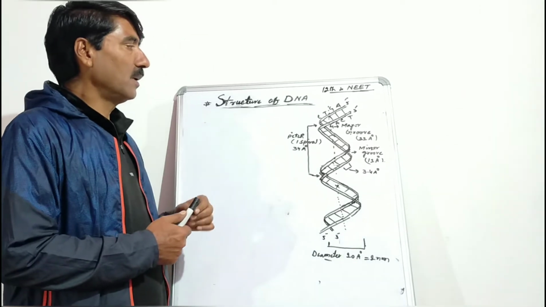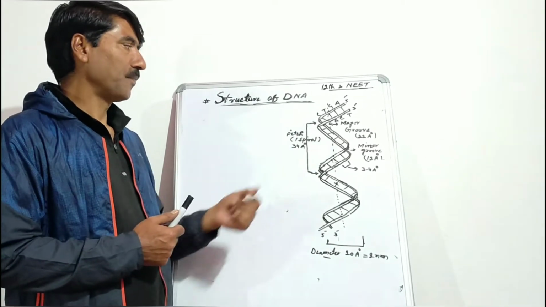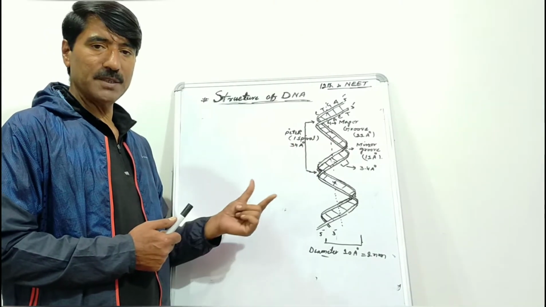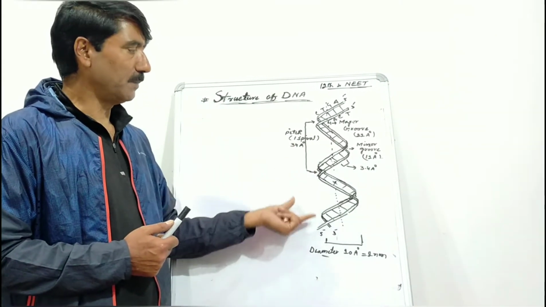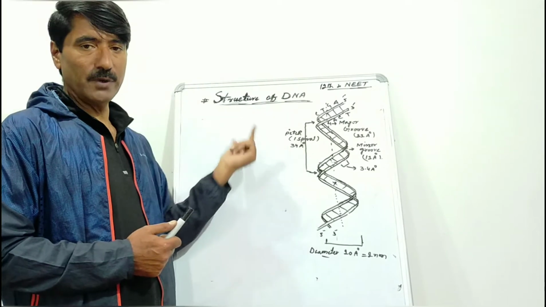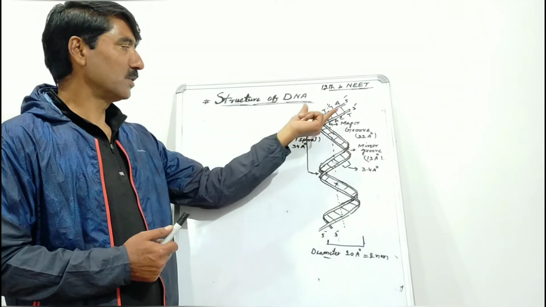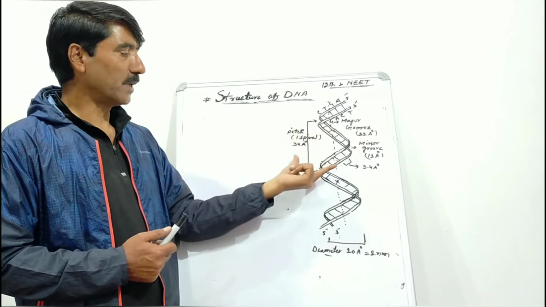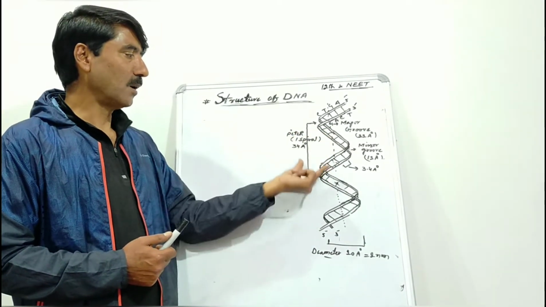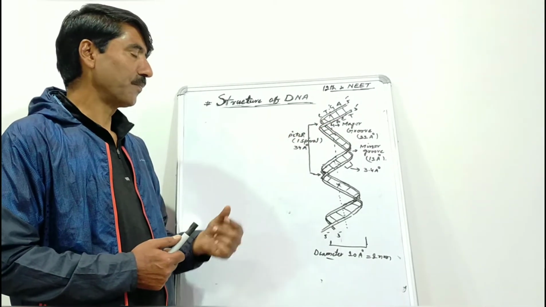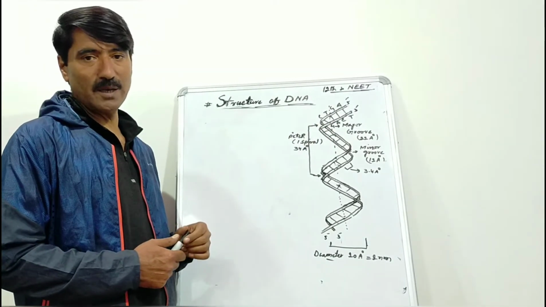And in case of DNA, there are two polynucleotide chains, and the two polynucleotide chains run parallel to each other, but they are opposite in direction, and we have already described it as anti-parallelity. That means two polynucleotide chains or two strands are running parallel to each other, but opposite in direction, and the property is described as anti-parallelity.